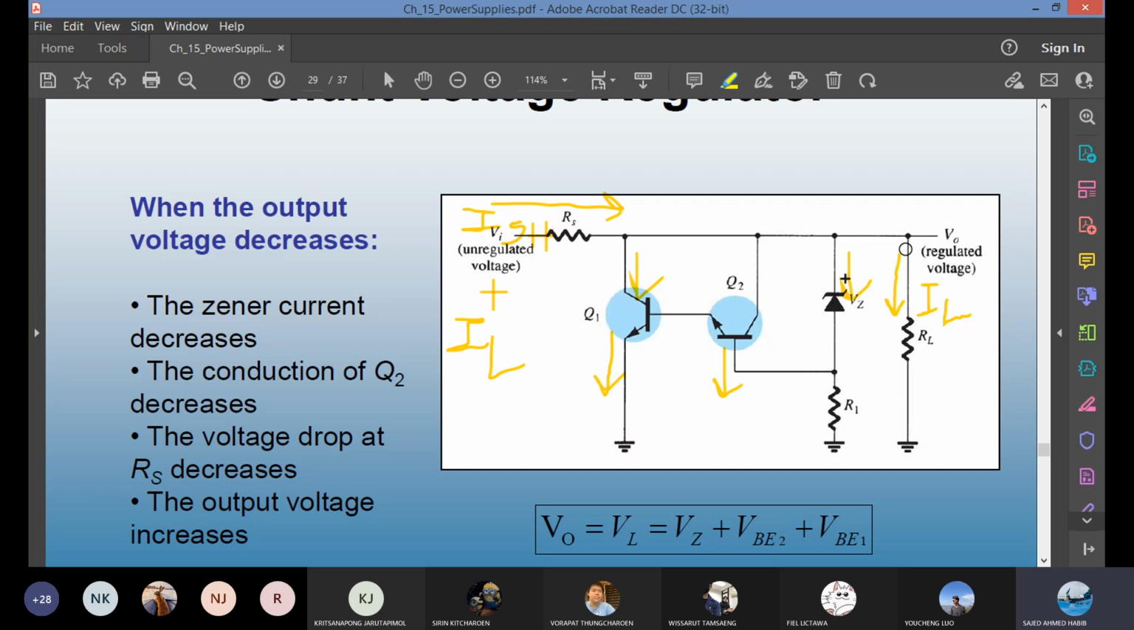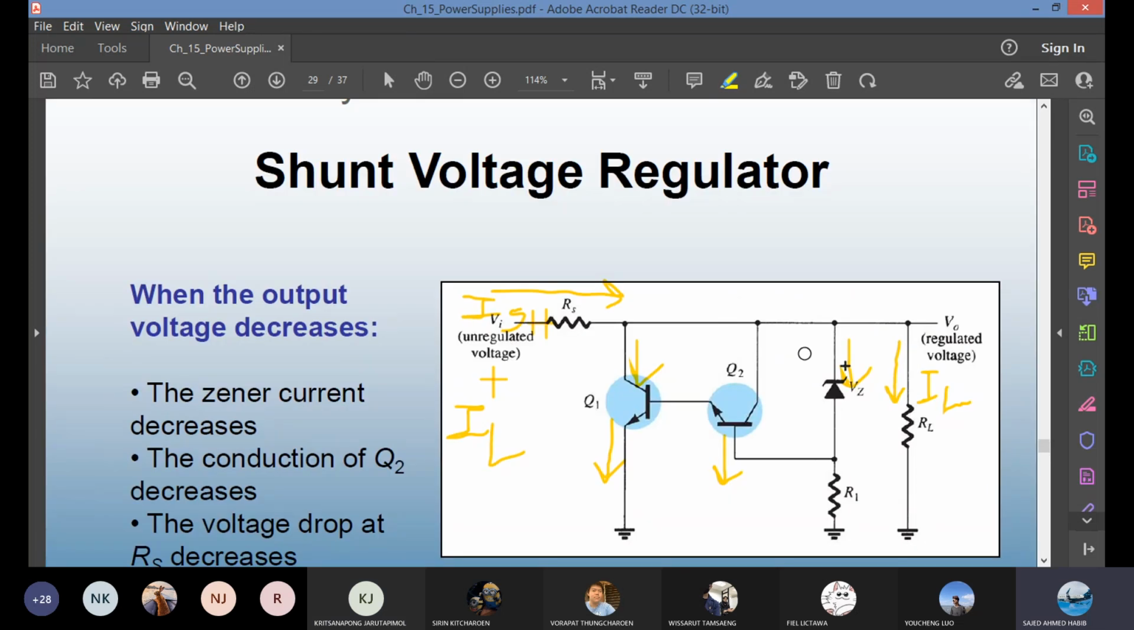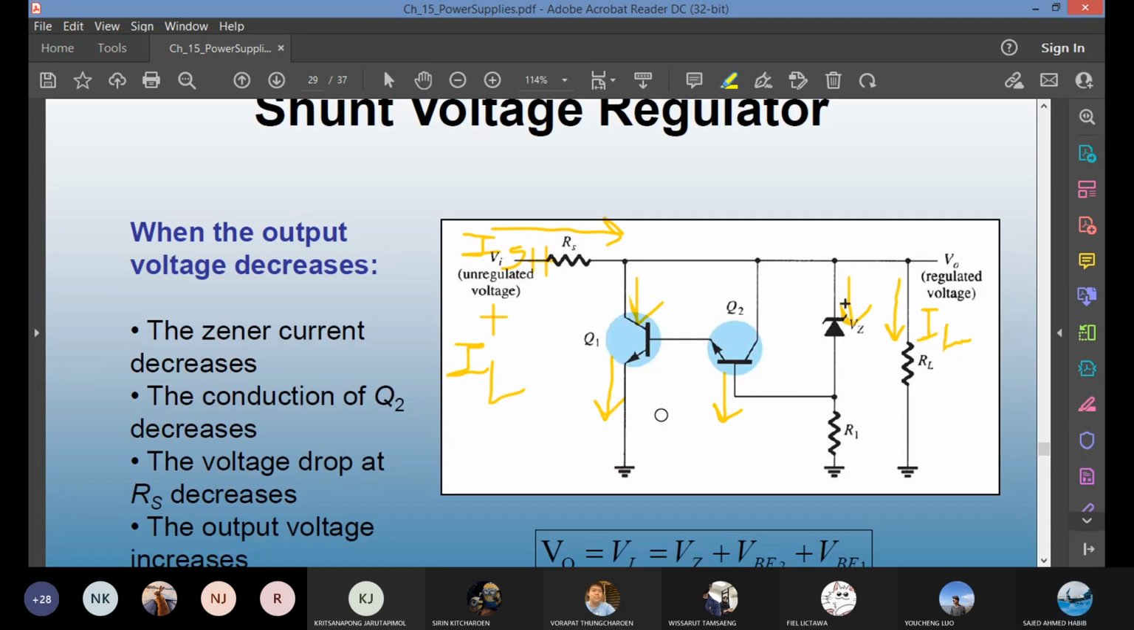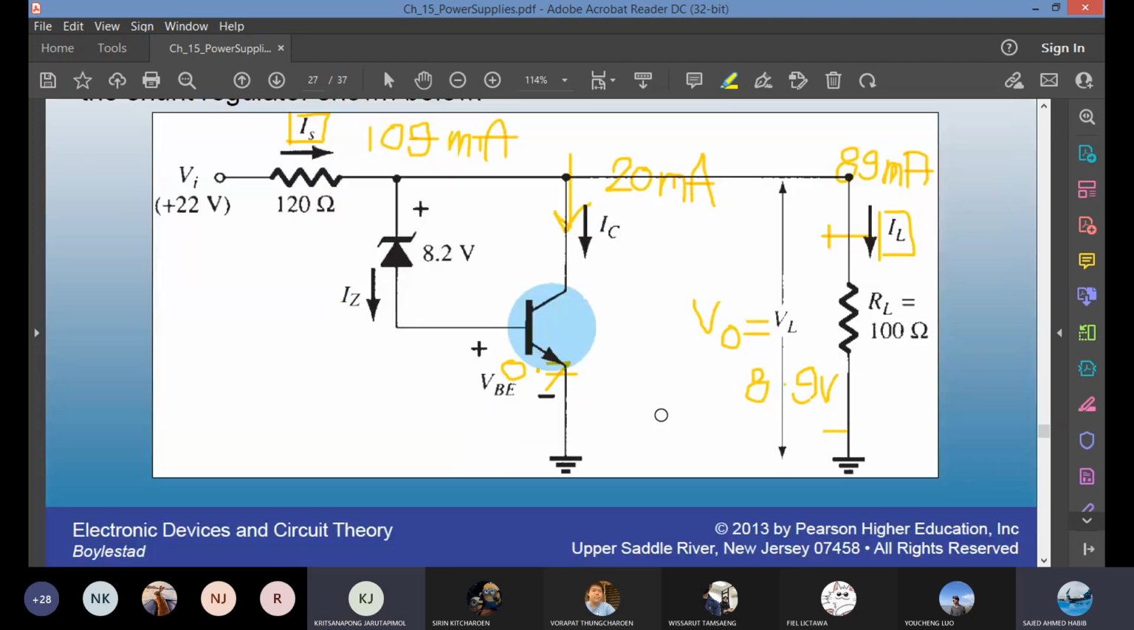Any question from this part? About the formula down, when are we going to use it? You will use it when you have this circuit. So you have to memorize some of the circuits. You mean like the shunt one? Yes, a shunt voltage regulator. There are two types of shunt.